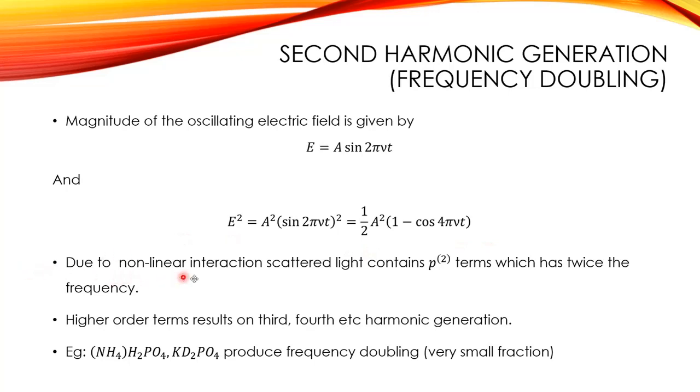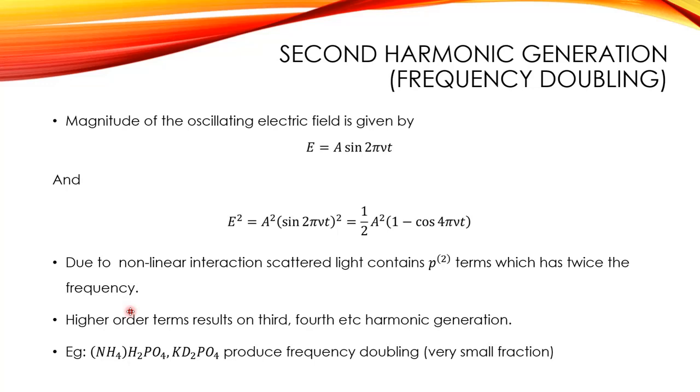We know that the nonlinear interaction term contains the term E square, E cube, etc. So when we consider the second order polarizability, we can see that the frequency term is being doubled, and this is known as second harmonic generation or frequency doubling. In higher order terms in the equation, we see the third and the fourth harmonic generation.